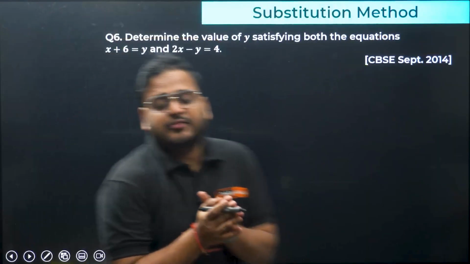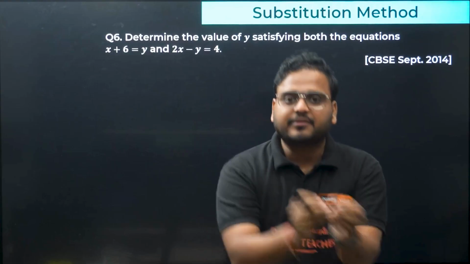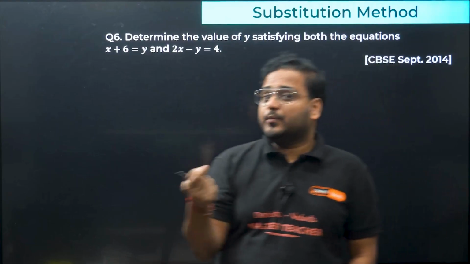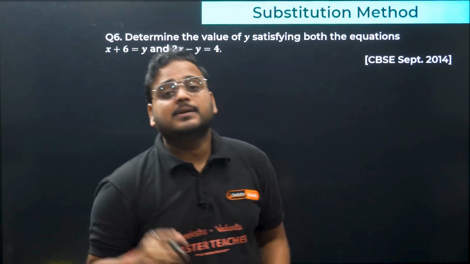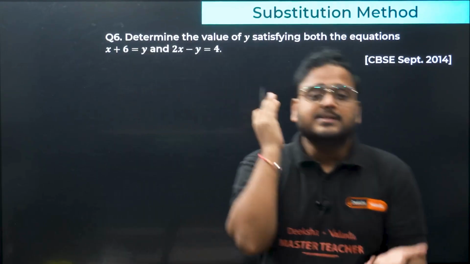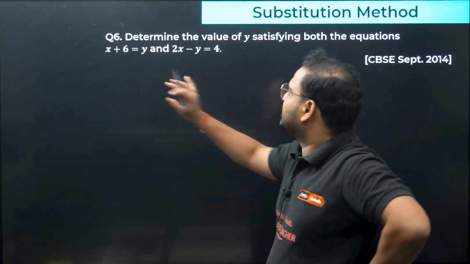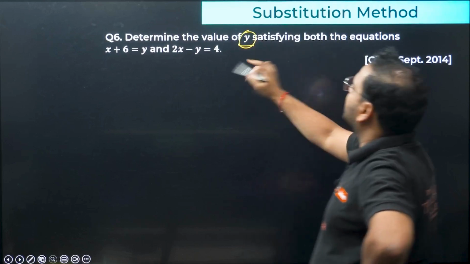Okay, next we are done with your number of solutions, both graphical and algebraic approach. We are moving to methods to solve the pair of linear equations. In that, the first one is substitution method. What you do over here, I'll show you. I've taken an example for that. Determine the value of y satisfying both equations.